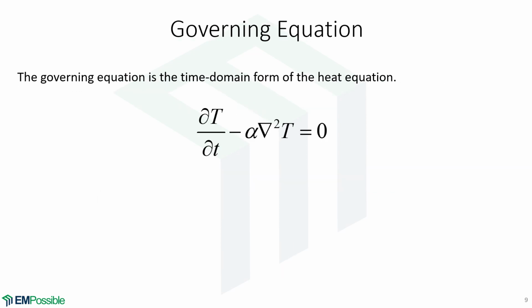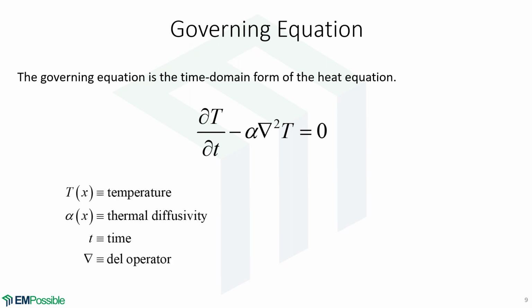First we need the governing equation. This is the time domain heat equation. T will be temperature. That's a function of x, so we'll have a different temperature at every position across the bar. Of course, we already said we have this thermal diffusivity that's changing across the bar from one side to the other. Little t is time, and then we have our del operator, which is a three-dimensional derivative. This del squared is a three-dimensional second-order derivative, so you can think of it as measuring the curvature of this temperature. The second-order del operator is actually called the Laplacian.